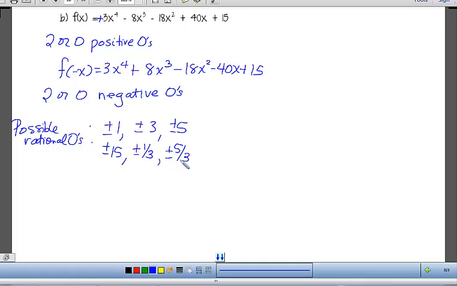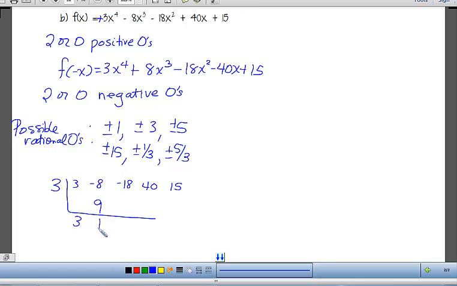And then from there, we started working. We had the same number of positives as negatives, so I started with positive 1. Positive 1 did not work. Positive 2 did not work. Positive 3 did work. So we got 3, minus 8, minus 18, 40, 15. Bring down the 3.